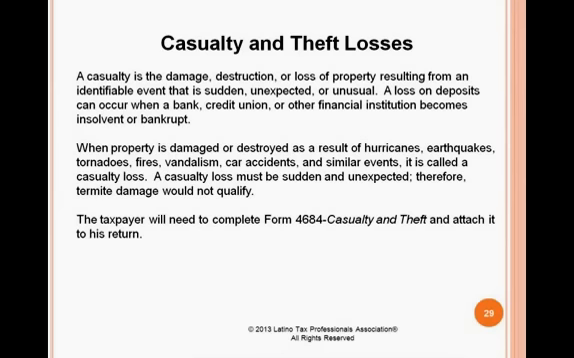A loss on deposits can occur when a bank, credit union, or other financial institution becomes insolvent or bankrupt. When property is damaged or destroyed as a result of hurricanes, earthquakes, tornadoes, fires, vandalism, car accidents, and similar events, it is called a casualty loss. A casualty loss must be sudden and unexpected. Therefore, termite damage would not qualify. The taxpayer will need to complete Form 4684, Casualty and Theft, and attach it to his return.